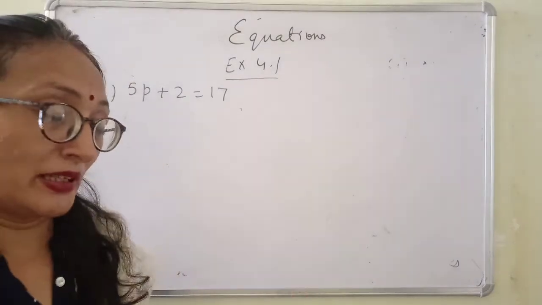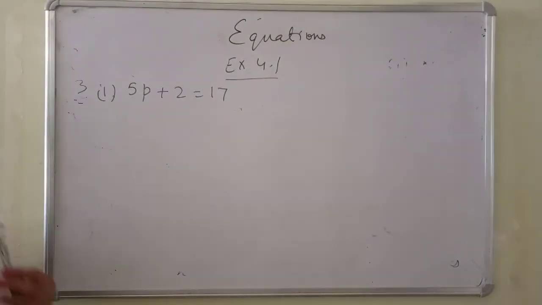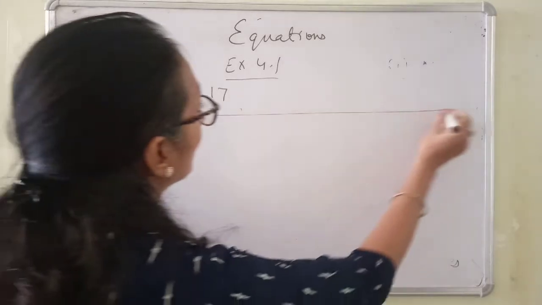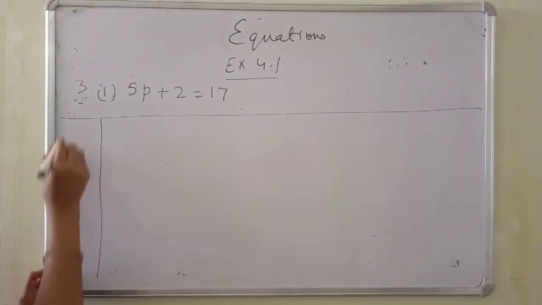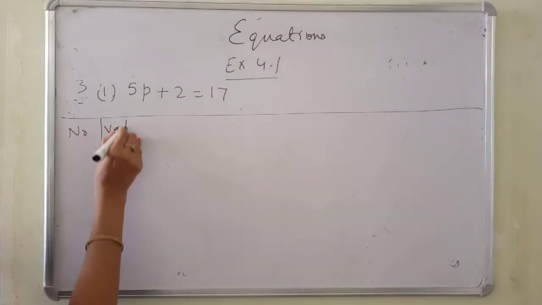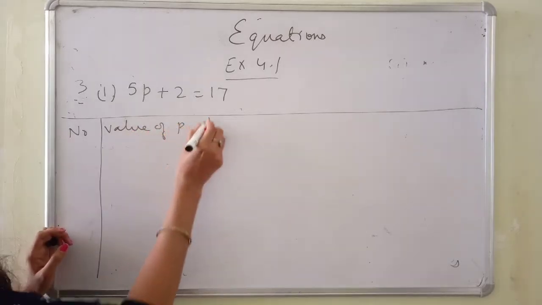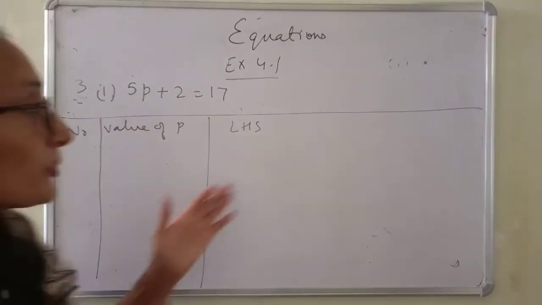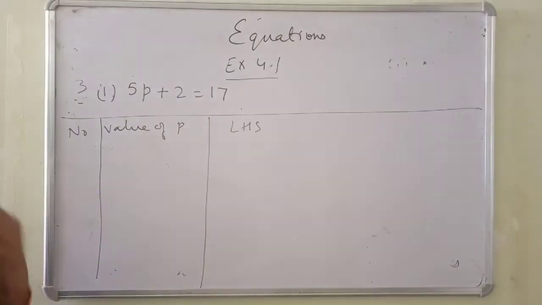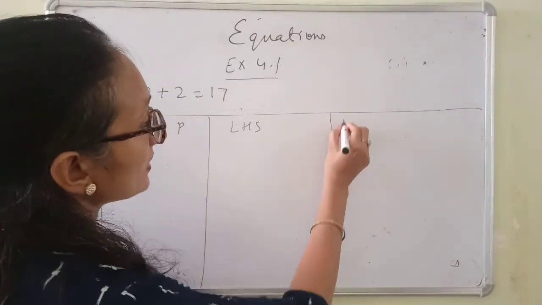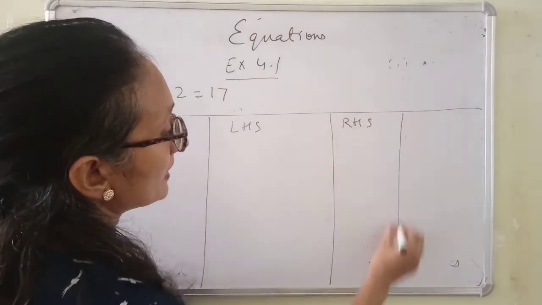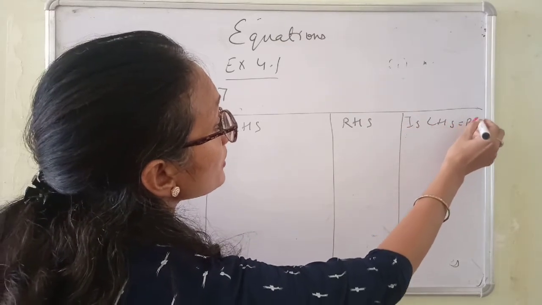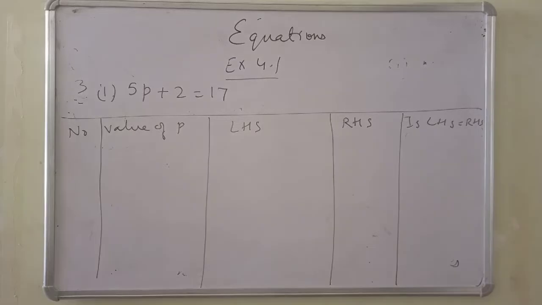To display your answer well, we make it in a table. See, first put the value of the variable, that is, the value of p. Then we have LHS. See, make the bigger portion for LHS because we have to write more here, and then RHS, and last one is LHS is equal to RHS. When we are substituting the value, we have to check are they equal or no.